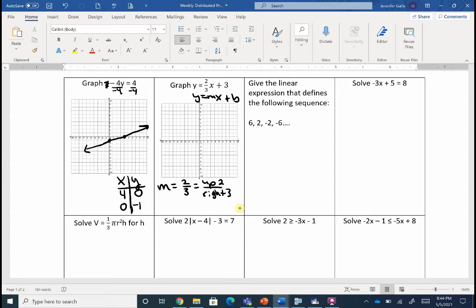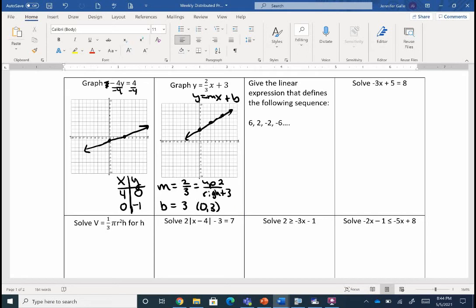To get the starting point of our graph, we need the y-intercept. The y-intercept is at 3. The coordinates would be 0, 3, if that helps you graph. So on the y-axis, I go to 3. My slope then tells me to go up 2, right 1, 2, 3. Up 2, right 1, 2, 3. You only need 2 points to make a line.